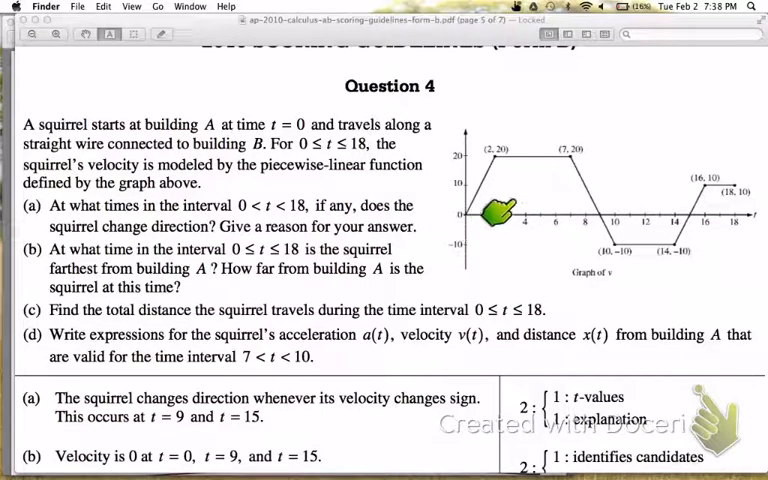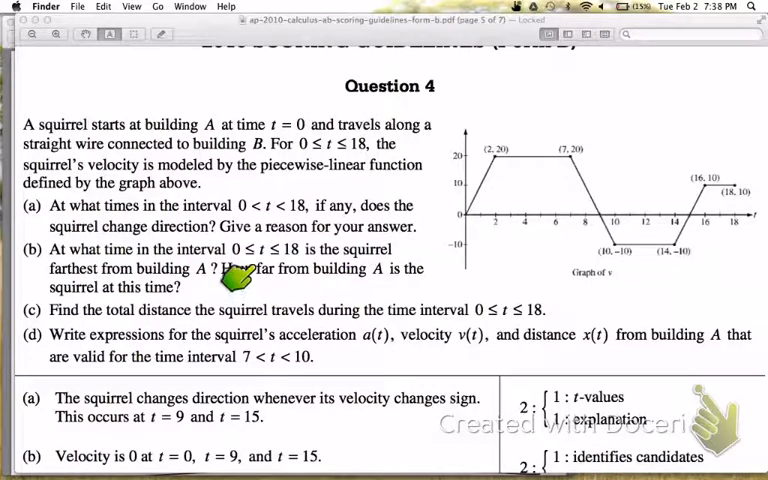So if you think about the area under the curve, this big trapezoid right here is a pretty big area. And then this little trapezoid down here is negative, so we're going back towards building A, but not as much as we went towards building B to begin with. And then this little tiny shape over here as well takes us back towards building B. But obviously the shape with the biggest area would be this one.